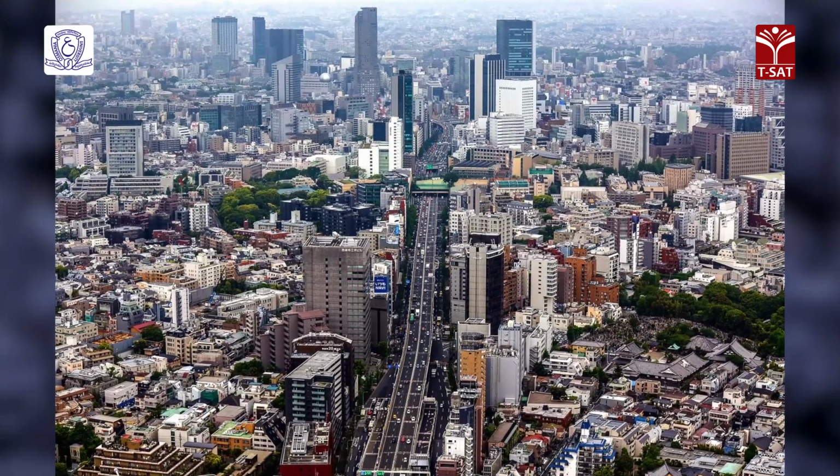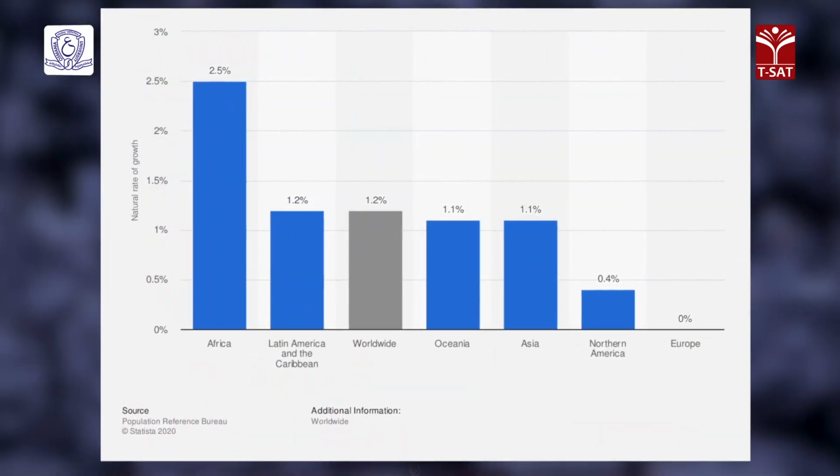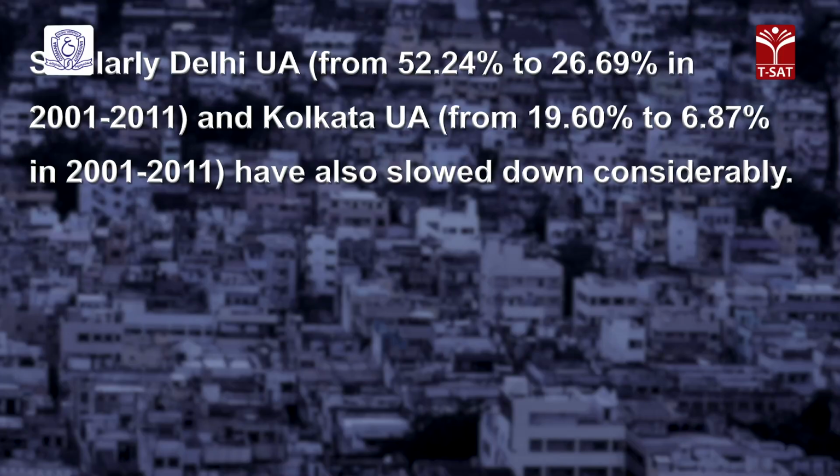The growth in population in the megacities has slowed down considerably during the last decade. Greater Mumbai urban agglomeration, which witnessed 30.47% growth in the population during 1991-2001, has recorded 12.05% during 2001 to 2011. Similarly, Delhi urban agglomeration went from 52.24% to 26.69% between 2001 and 2011, and Kolkata urban agglomeration from 19.6% to 6.6% during 2001 to 2011, and thereby slowed down considerably.